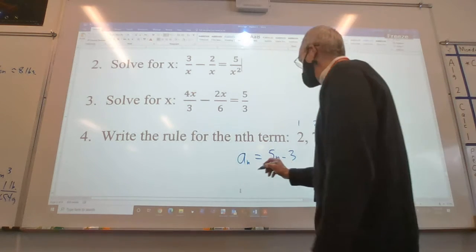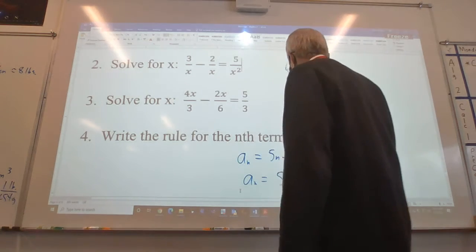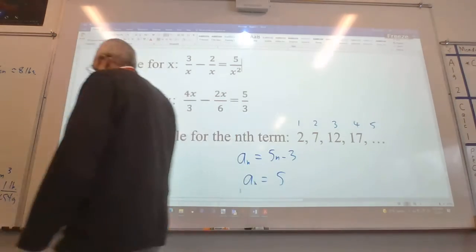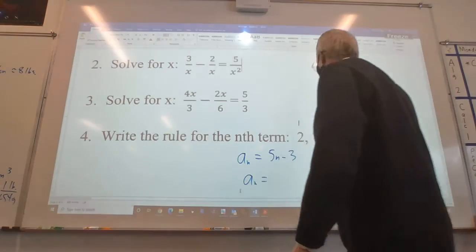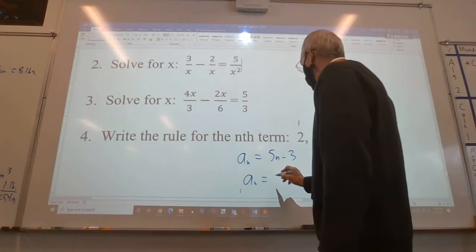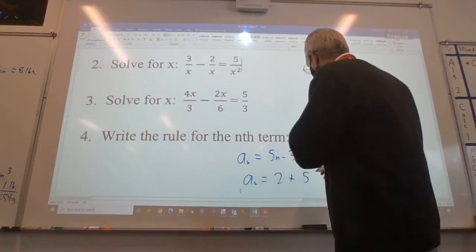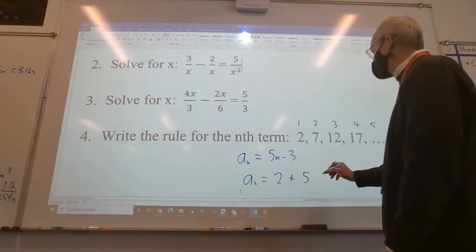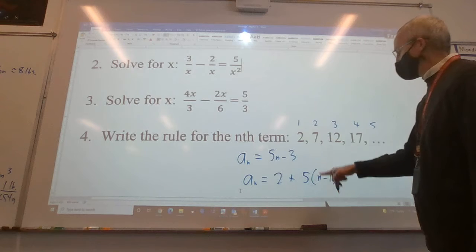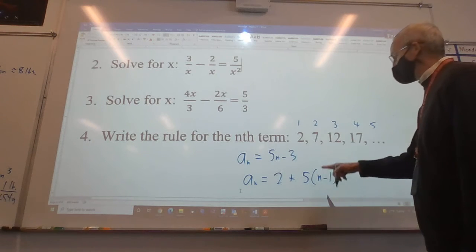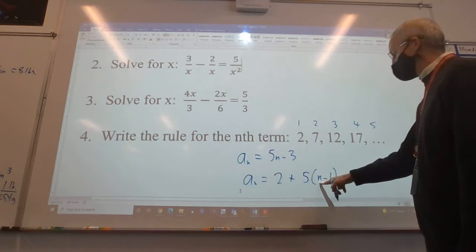But what you can do, what I guess you guys did, is you say, okay, the first term is 2, not 5. It's 2. And it looks like we're adding 5 each time, right? That's pretty easy to figure out. So it's 2 plus 5, but for the first one we don't want to add 5. So you always put n minus 1, so that when n is 1, we get 0. When n is 2, we get 1. We start adding 5. So in the very beginning, we don't add 5.